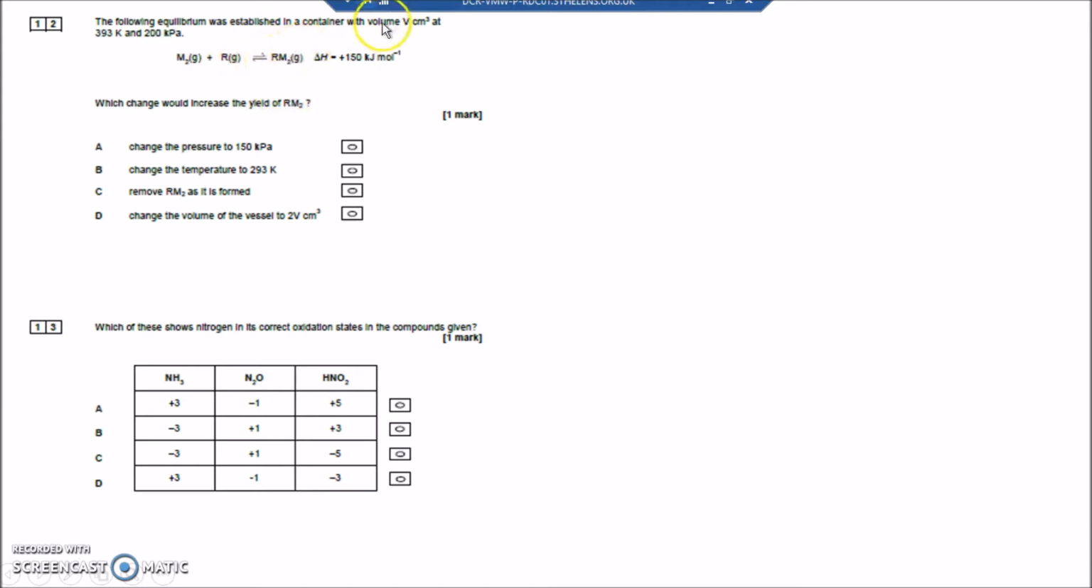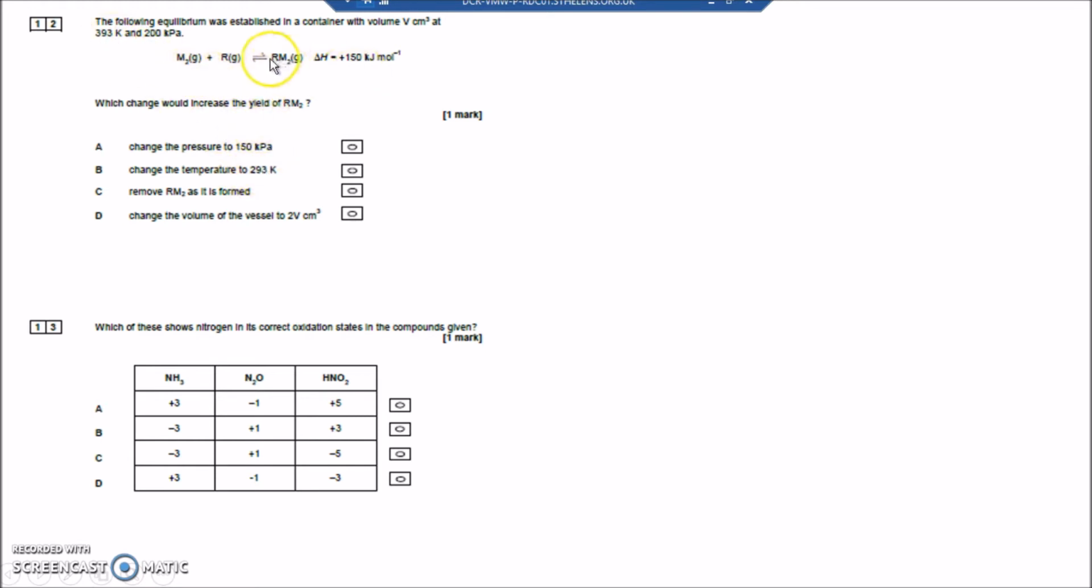You could increase the pressure by decreasing the volume. So decreasing the volume would increase the pressure as well and shift the equilibrium to the right hand side. So changing the pressure to 150 pascals, lowering the pressure, no, we would have to increase the pressure. Change the temperature to 293 from 393, in other words, lower the temperature.